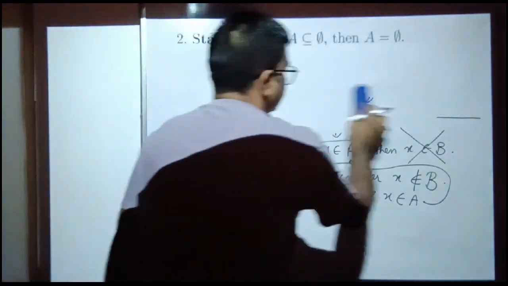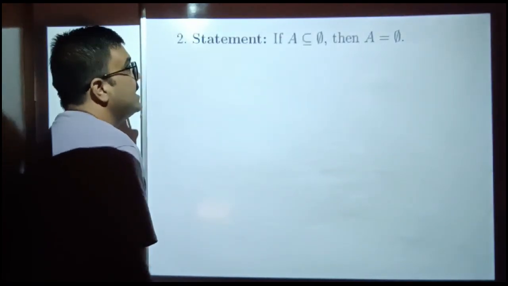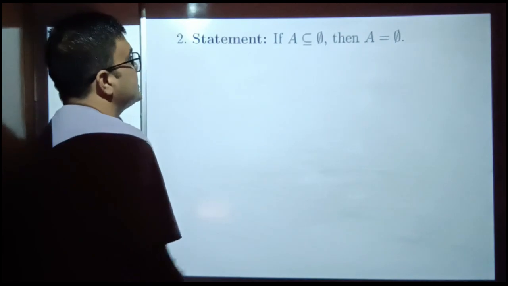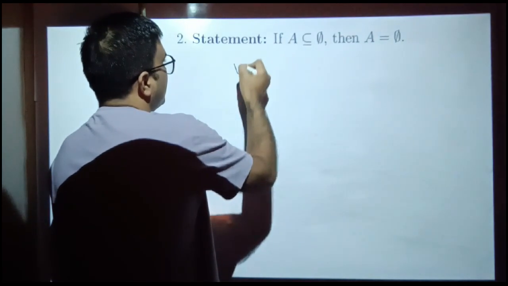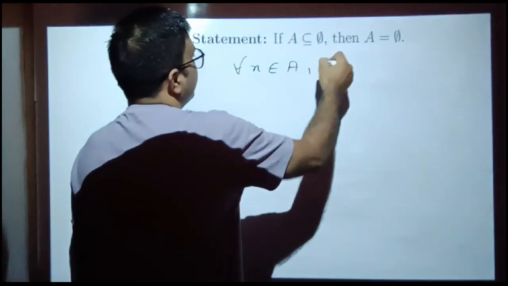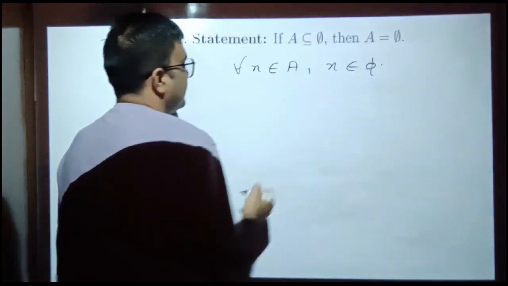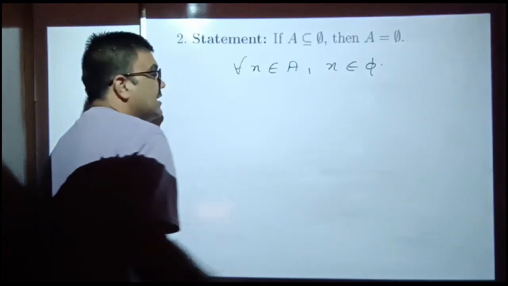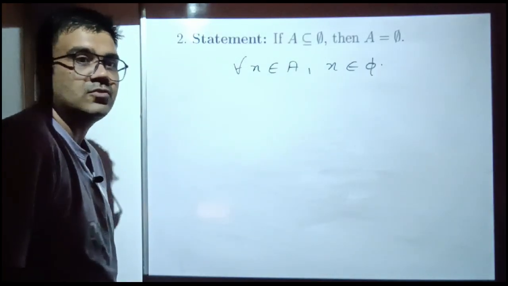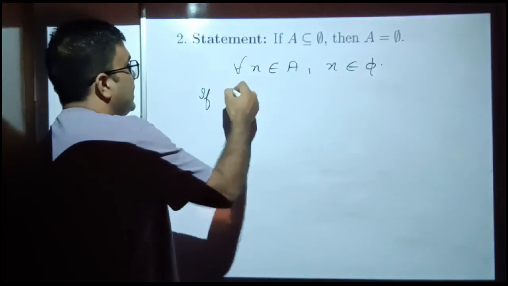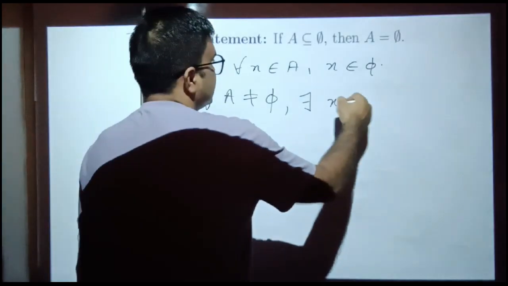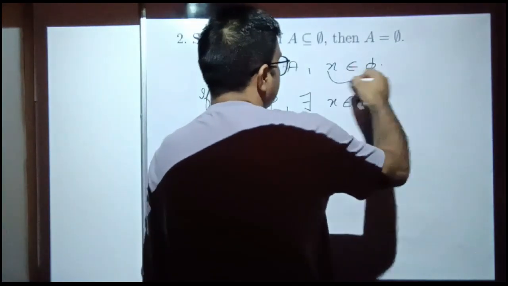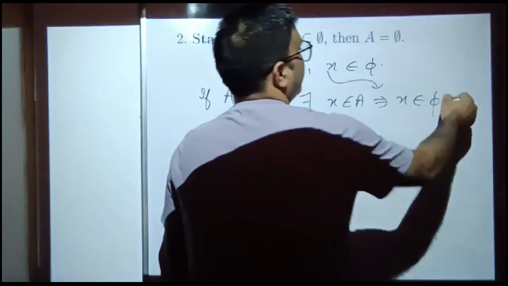Next, so the previous statement that we have, it is true. Next is, if A is a subset of phi, then A is equal to phi. A is a subset of phi means that for all X belongs to A, we have X belongs to phi. For every element X which belongs to A, it will belong to phi. If A is non-empty, then there exists some X in A, and by this definition we will have X belongs to phi.